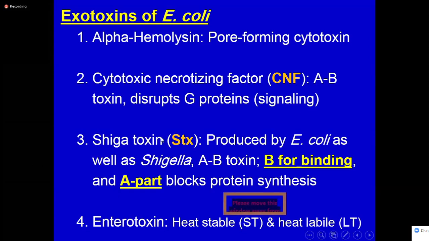Shiga toxin, Shiga from Shigella. This toxin is present both in Shigella and E. coli, and in other microbes also, produced by E. coli as well as Shigella. Again, it has A and B. B is for binding. A is the part that blocks protein synthesis. Enterotoxins, we have spoken about them in the GI, and we said heat stable, ST, and heat labile, LT, enterotoxin, which can cause a lot of signs and symptoms related to the GI.